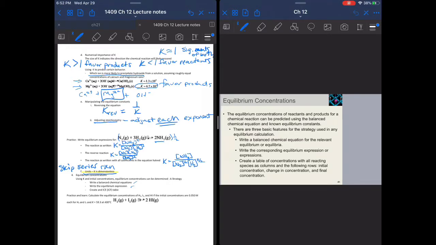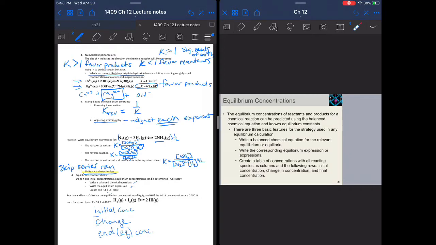I think your book calls it an ICF table, but it means the same thing. We're going to be looking for initial concentrations, the change, what happens as we go from the initial to the equilibrium, and then we're going to need the end or equilibrium concentrations, which is why I think ICE makes more sense, but they say final, so they use ICF. It's just a matter of style, I suppose.